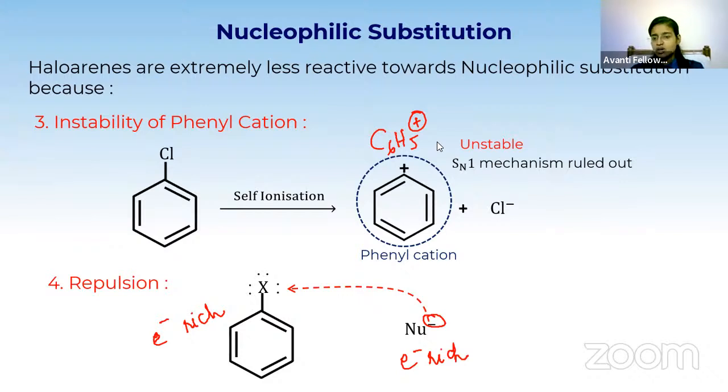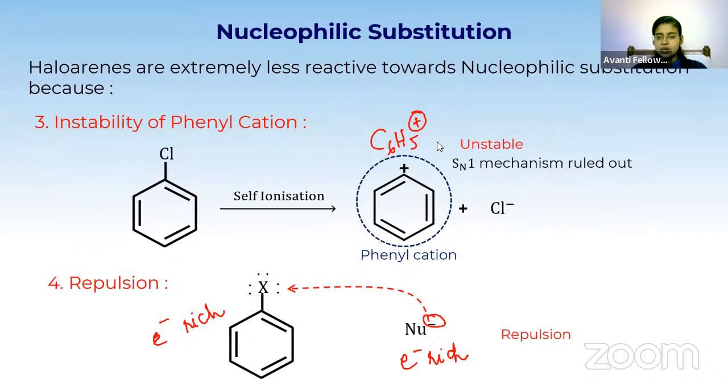Electron rich, electron rich. So when like charges try to approach each other, what will they do? They will repel each other. So repulsion occurs here, and because of this repulsion, nucleophilic substitution cannot occur. Cannot occur means it is less reactive. It will occur, but it is less reactive towards haloarenes.